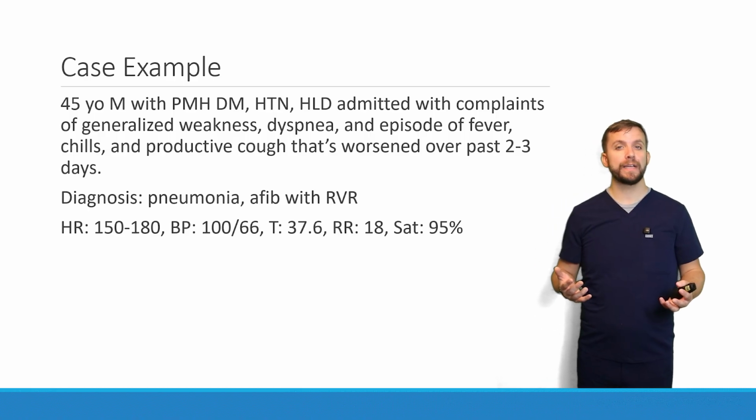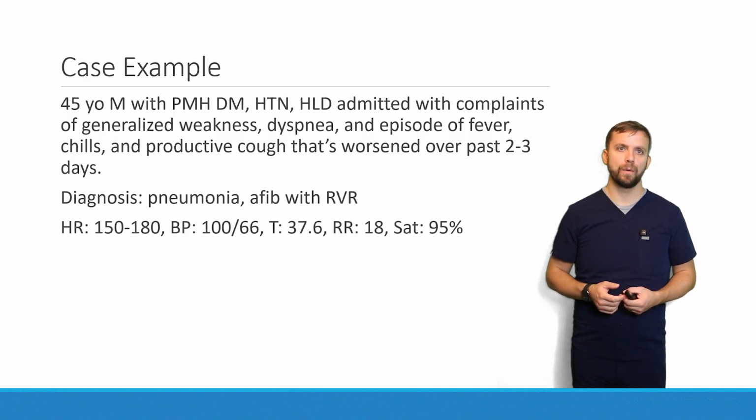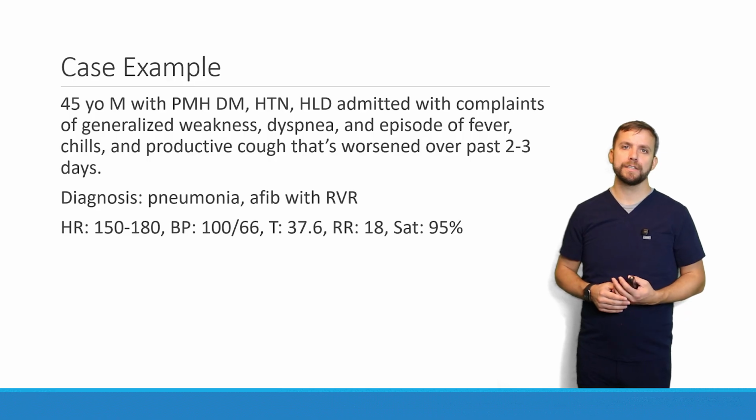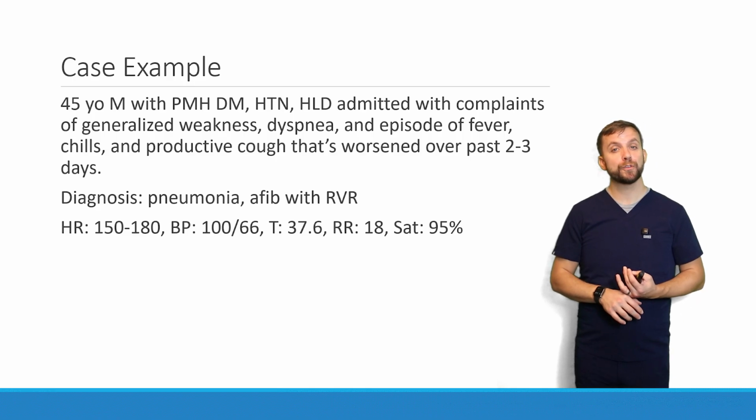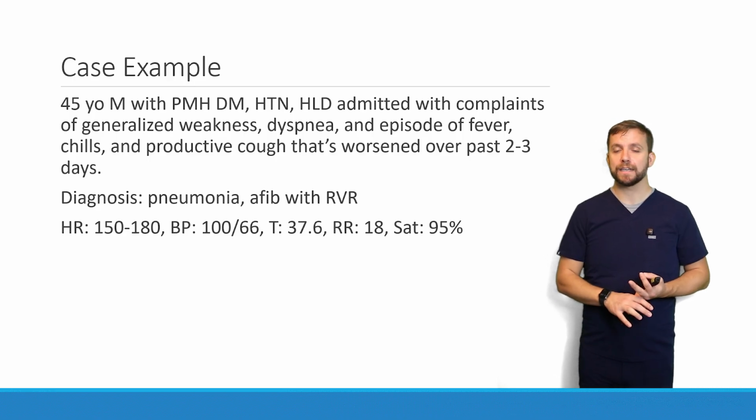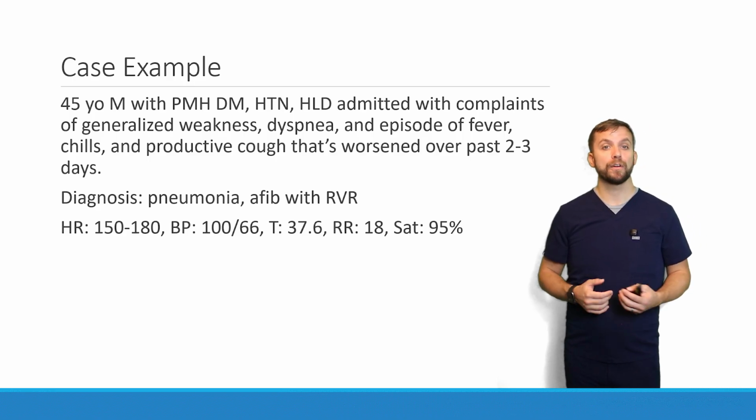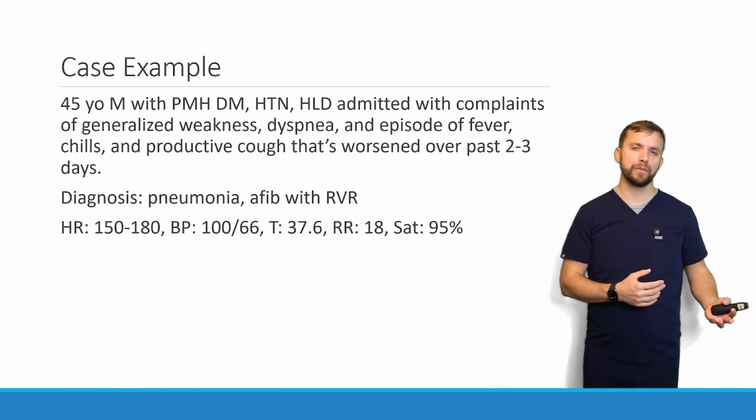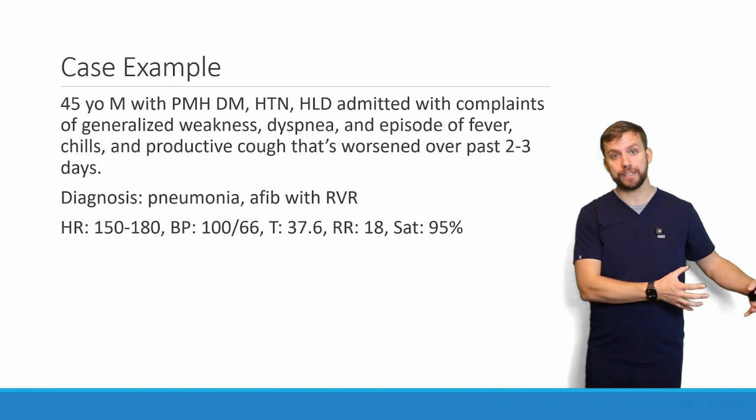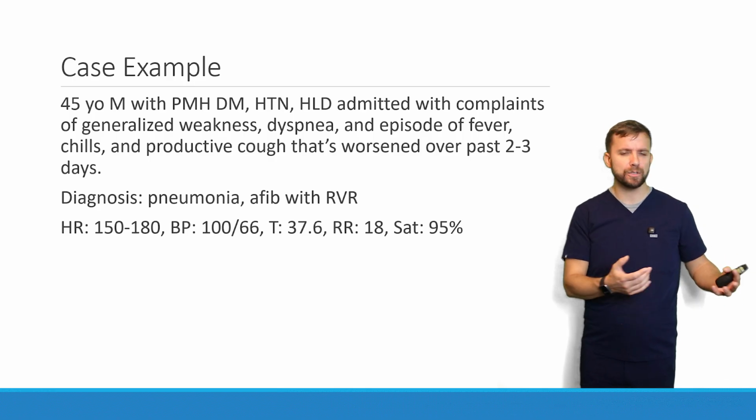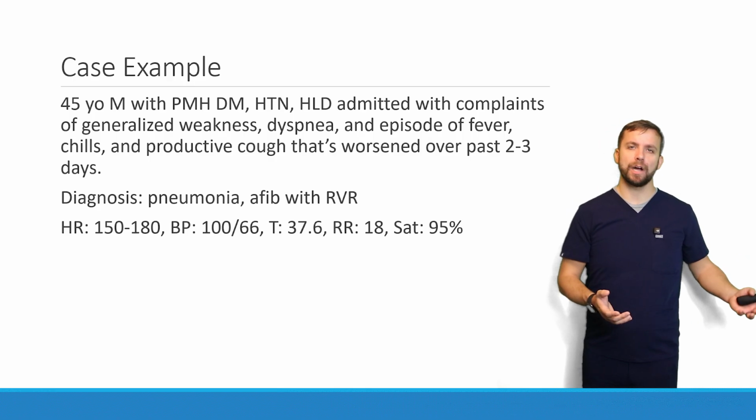Here's an example of a patient that I took care of. A 45-year-old male with hypertension, diabetes, and hyperlipidemia, complaining of fever, chills, and productive cough, was diagnosed with pneumonia and AFib with RVR. So they were tachycardic because they were in AFib with RVR. The heart rate was anywhere from 150 to 180. Not hypotensive though, 100/66. So low, but not in shock.